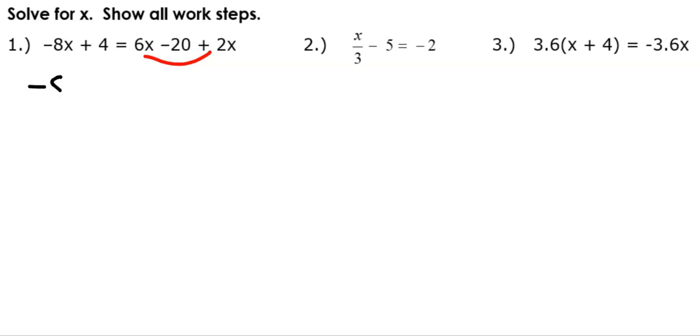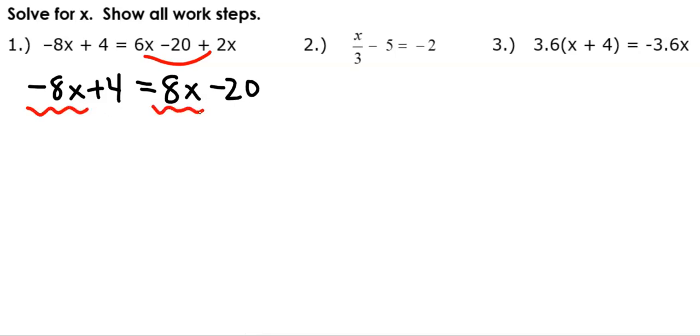I'm going to leave everything the same on the left side, but on the right side I'm going to combine 6x and 2x to make 8x minus 20. Now, you might notice already that we have similar x variable terms, but they are not the same.